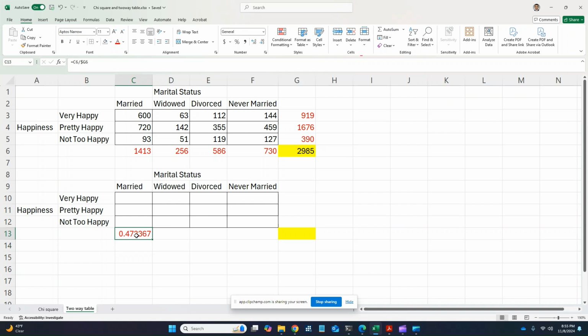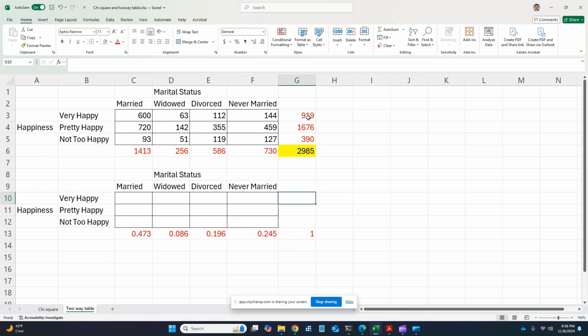Press enter, you get the proportion of married people among the total sample. Okay, and we have proportion of widowed, divorced, never married as well. Now if I drag it further, then I get 1. Why? Because this is basically 2985 divided by 2985. The proportion of the whole sample out of whole sample is 1, that is 100%.